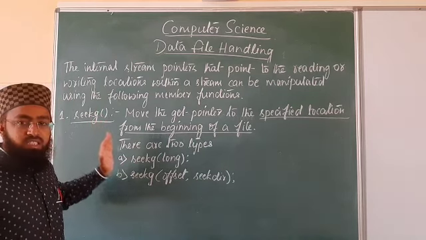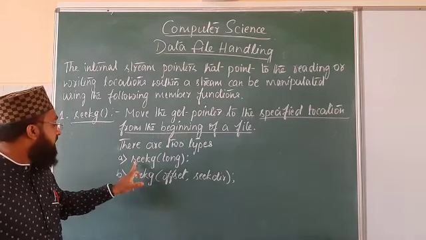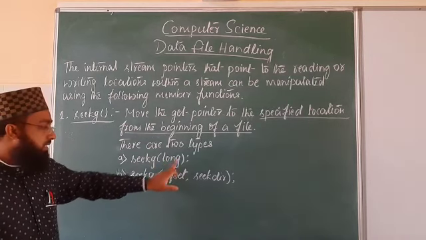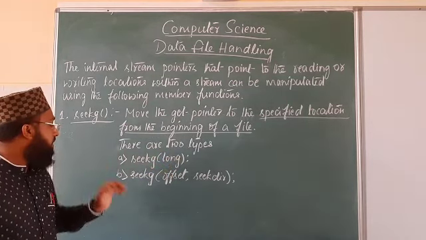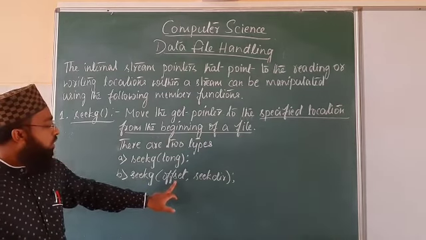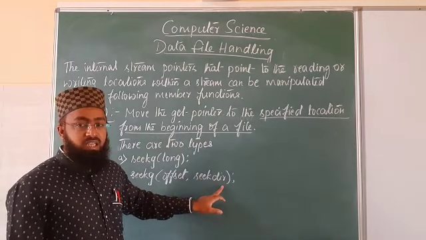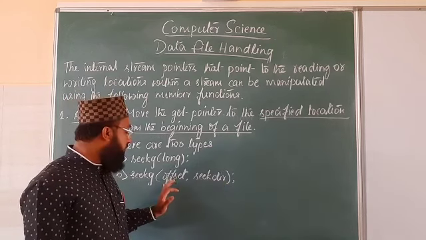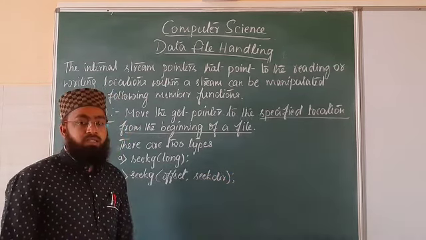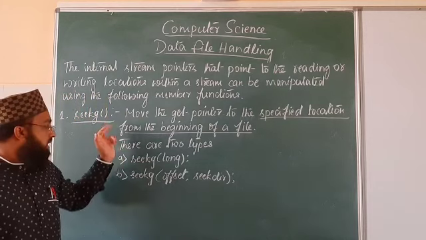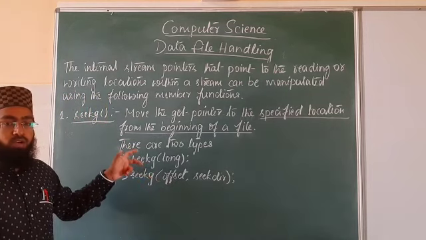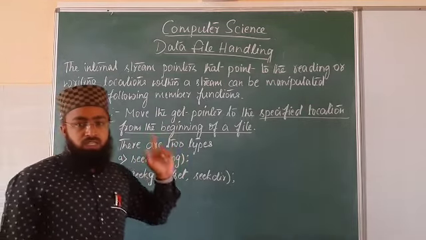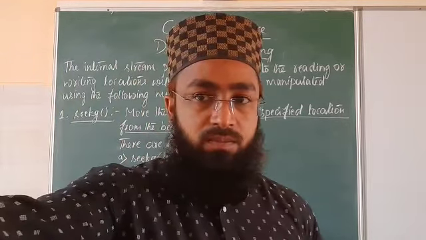Under seekg there are two types. One is seekg(long); within parentheses, then a semicolon. Then seekg(offset, seekdir), closed in a pair of parentheses and then a semicolon. Among seekg there are two types. Now we are going to discuss seekg(long) and seekg(offset, seekdir).